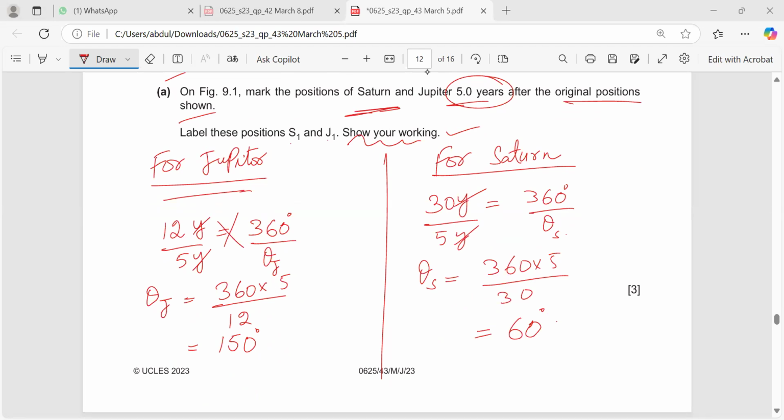Very simple: in 30 years, Saturn is making one turn around the sun. It means 360 degrees of angular displacement, like this you can say. So 360 degrees, how much in 5 years? The ratio of the years will be equal to the ratio of the degrees. So when we calculated, we got 60 degrees, and with the same phenomena for Jupiter, 150 degrees. Now what to do? Come back to the diagram.